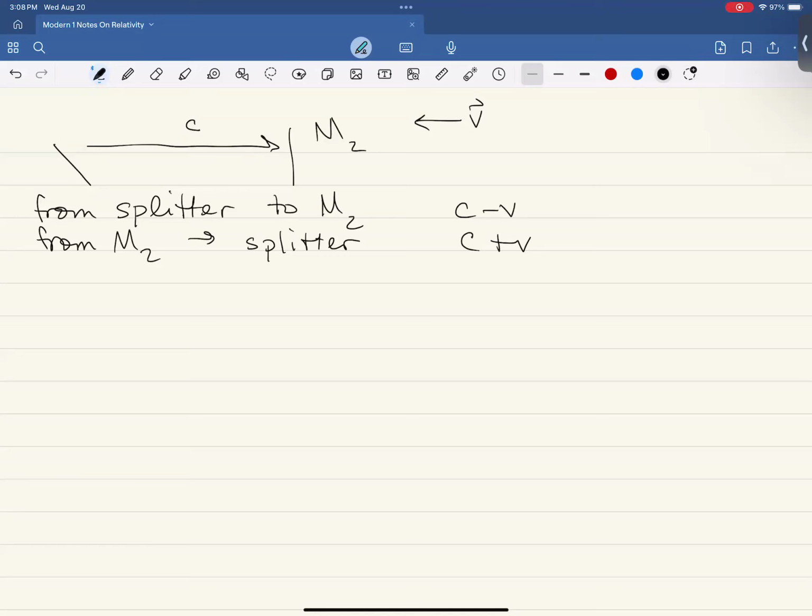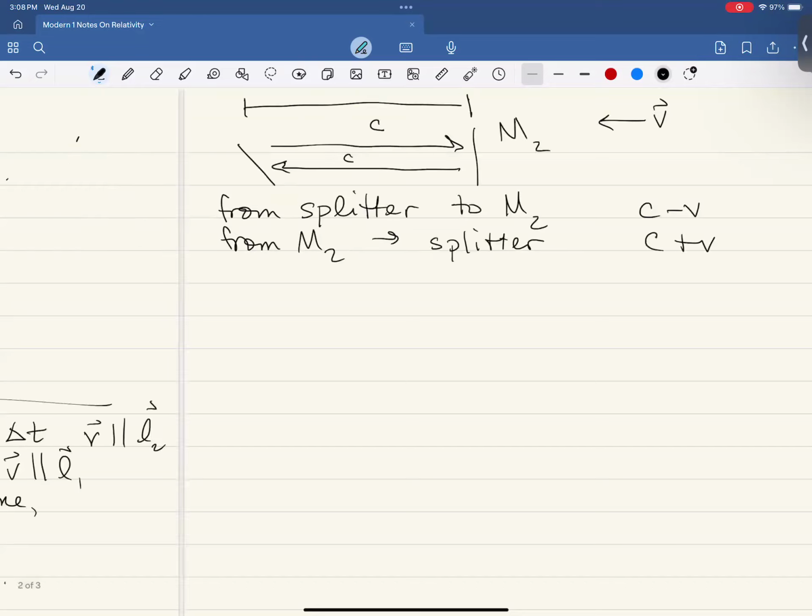Because the speed of light in that case would be to the left, right? And that would add on to the v. Now, of course, this isn't what happens, and we know this now. We have special relativity now, but that's kind of what the idea was at the time.